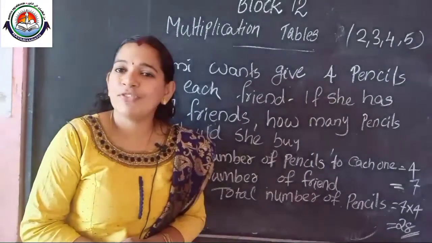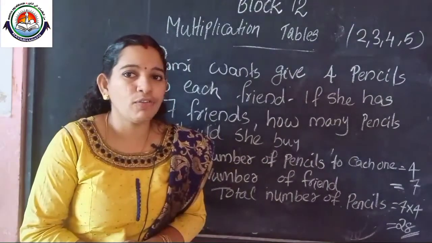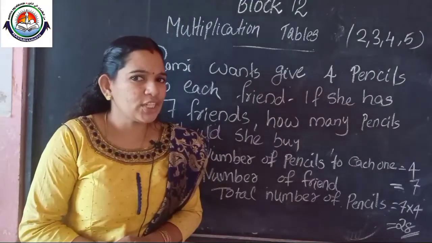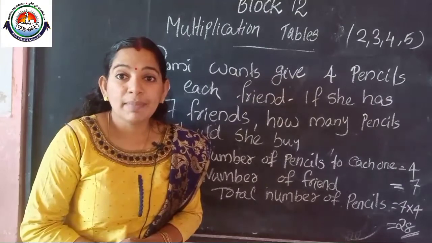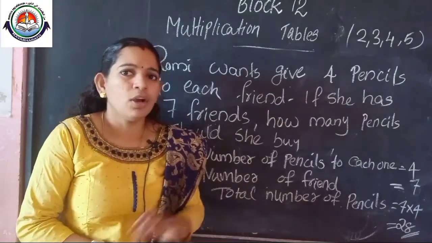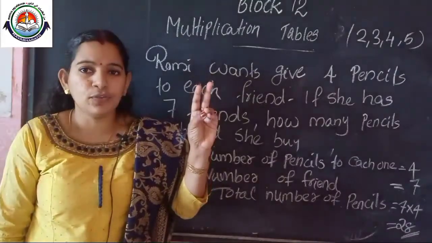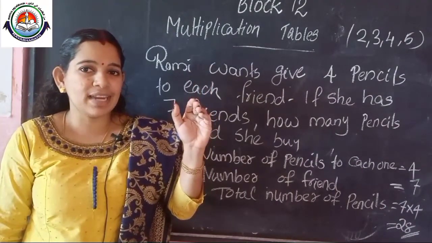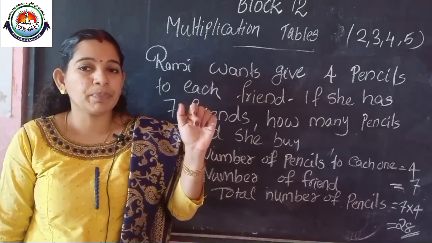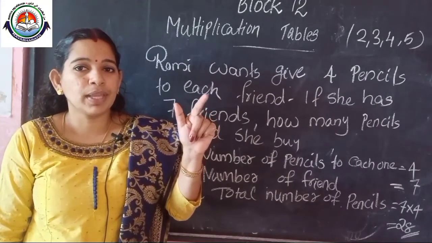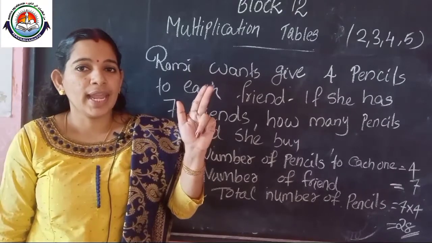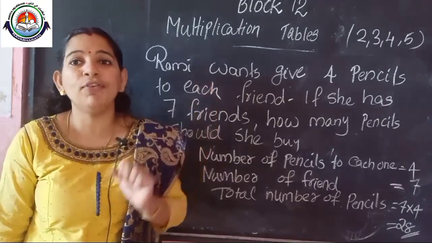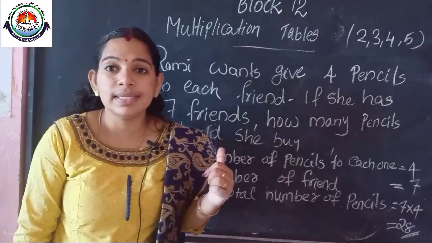Okay dear children, today we discussed the multiplication of 4, multiplying by 4. In that section we discussed the multiplication table of 4. You know that? 1 4 is 4, 2 4s are 8, 3 4s are 12, 4 4s are 16, 5 4s are 20, 6 4s are 24, 7 4s are 28, 8 4s are 32, 9 4s are 36, 10 4s are 40. You should learn this table.